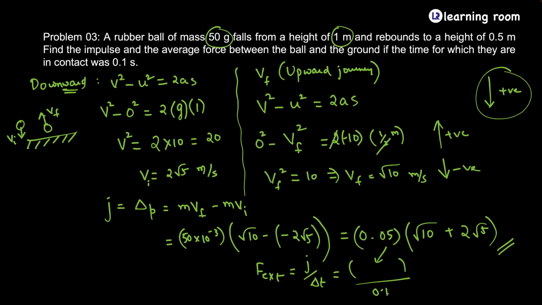Root 5 is 2.2 something. 2.25. And root 10 will be 3.2 approximately. Three point three plus 4.5. 7.7. 7.8. 78.